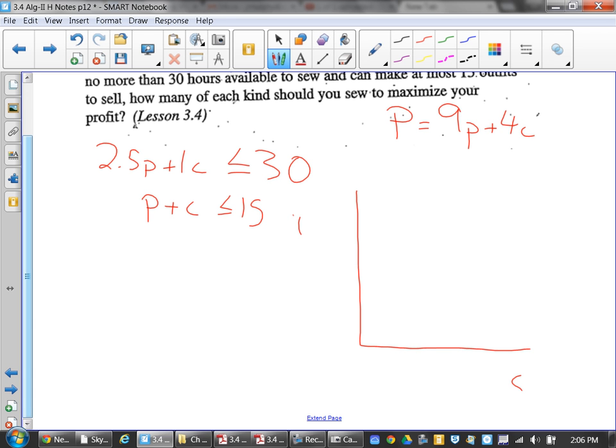So I'll call that C and P. I'm going to put my intercept for my casual dress at 30. And then my other one would be at what? 12. I was looking at the first equation. Connect the dots. And it's moving inward. The other one has the same intercept on either axis, 15 and 15. Just plot them through.